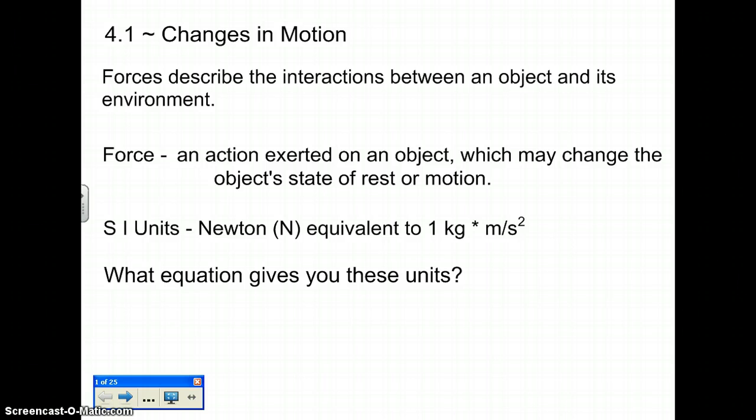Forces describe the interaction between an object and its environment. The definition of a force is an action exerted on an object. This is pretty important, guys. It's not by, it's on an object, which may change the object's state of rest or motion, which is going to lead us into 3 of Newton's laws of motion.